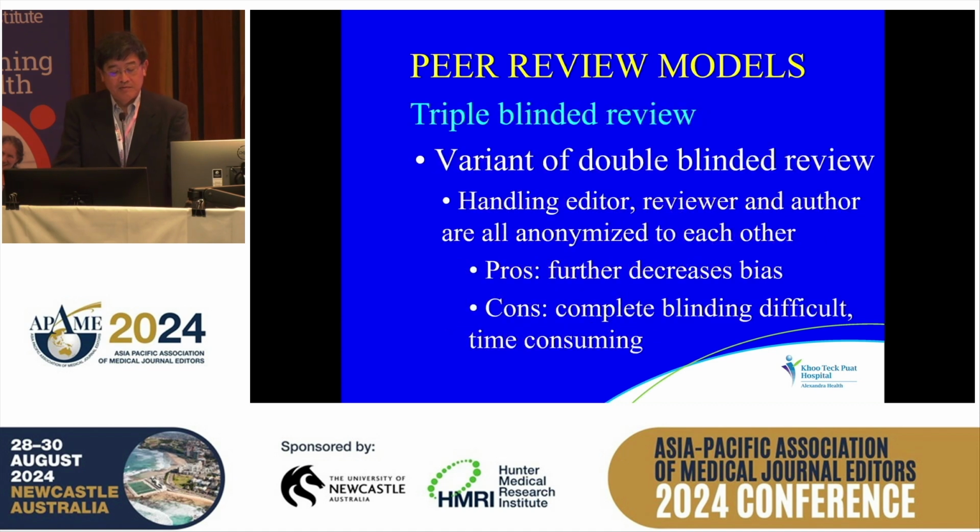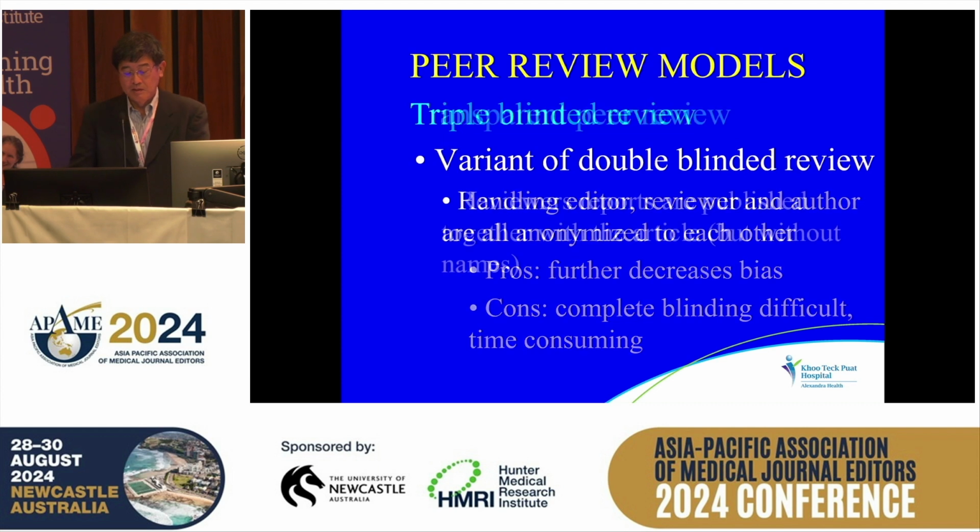Triple-blinded review is a variant of the double-blinded review where there's an additional step of blinding. The handling editor, reviewer, and author are all anonymized to each other. So this further decreases any possibility of bias. But this is time-consuming for the editorial office, and sometimes complete blinding is difficult. I think those that work in the editorial office know that a lot of times, by reading a manuscript, despite the best type of anonymization, you can probably guess where the paper comes from or who the author is.